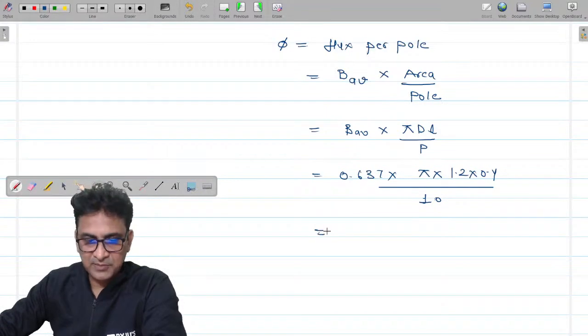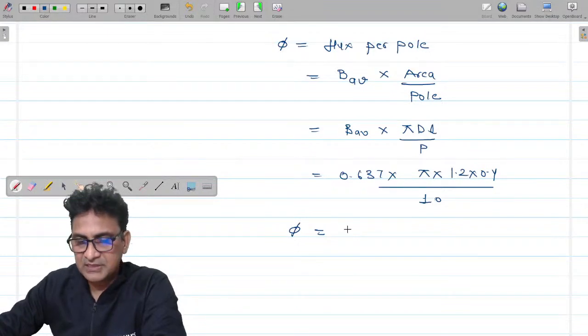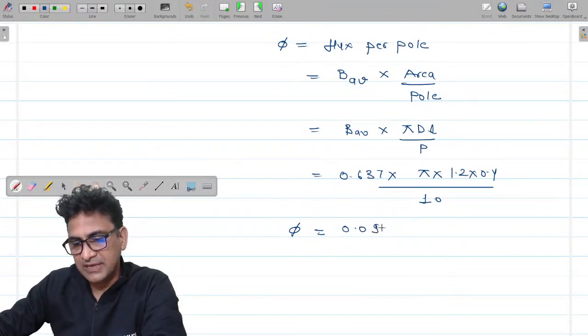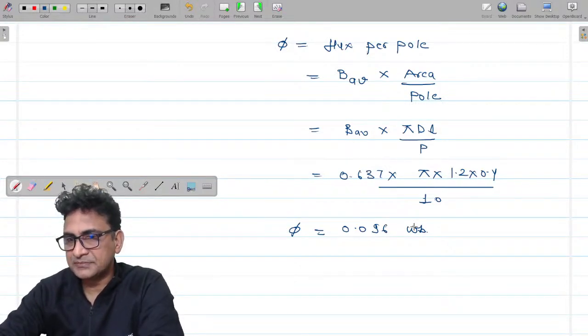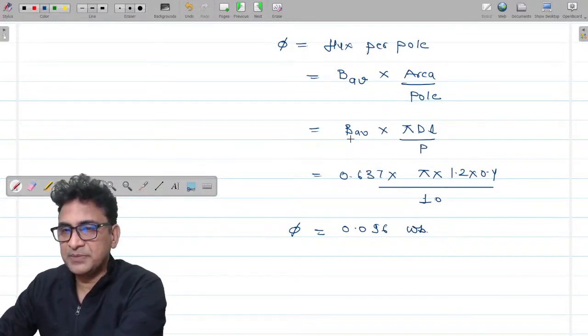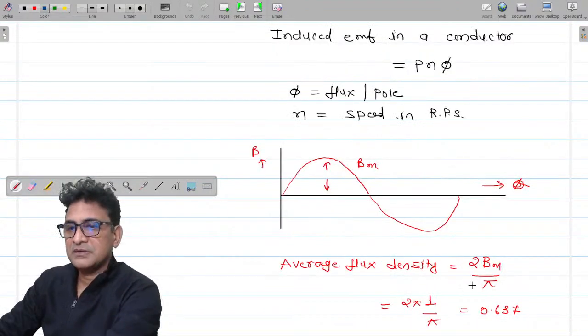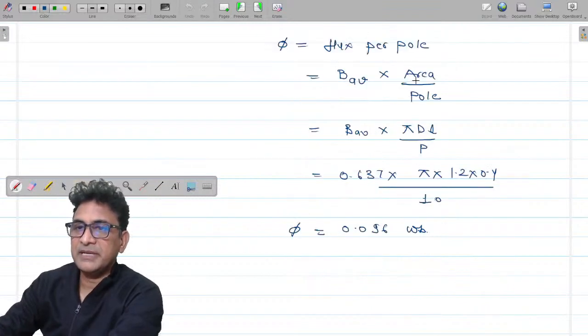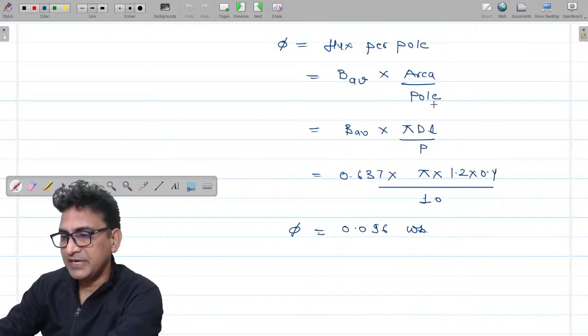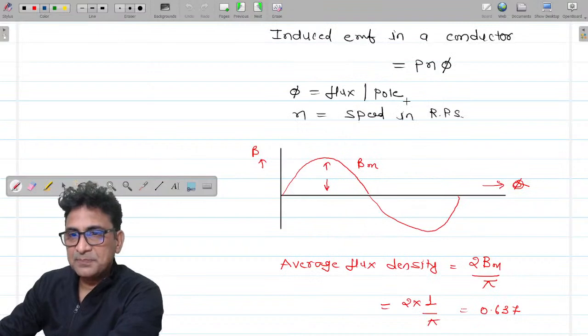So by using this formula, you can find out the average value of flux per pole. It would come 0.096 Weber. Is it clear? To find out the flux per pole, first I find the average value of flux density and multiply it by area, divided by pole. So this is the P and phi.